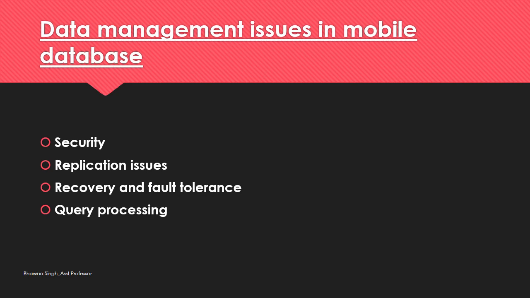Then the second we have the replication issues. Replication issues means there is a problem of updating, an increase in the cost of updates, and fixing issues in case of any errors. All these things increase with the number of replicas, because these mobile hosts can move anywhere and anytime. So if you want to do some update, this results in an increase of cost.